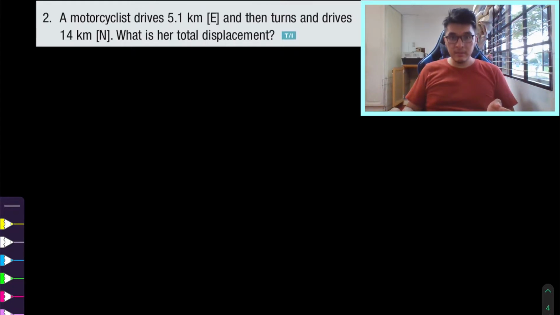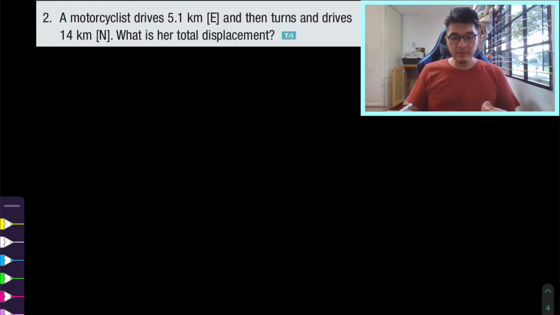We're looking at section 2.2 from the Nelson textbook, and in this one we're going to focus on adding vectors in 2 dimensions, and we're going to be using components to do so as well. And the first question we're going to do is question number 2.